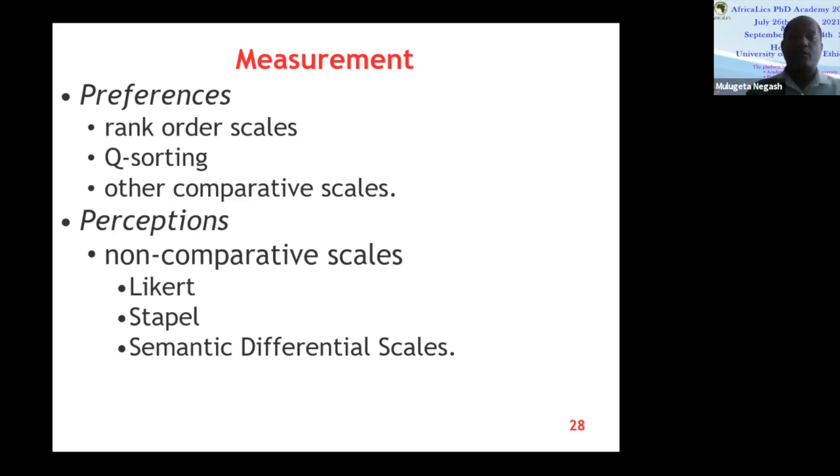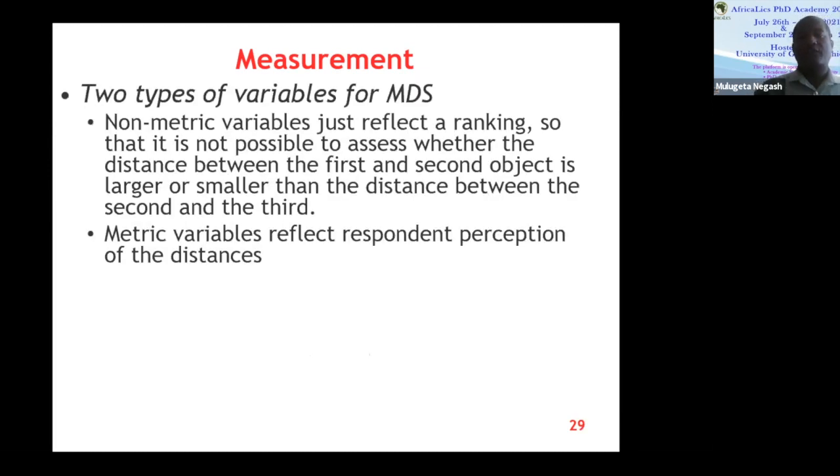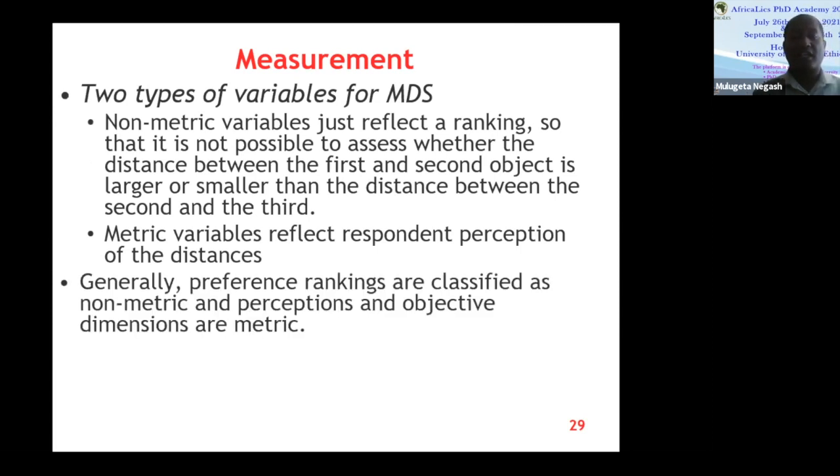In perception, we might use non-comparative scales like the Likert scale, the Stapel scale from 5 to negative 5, or the semantic differential from bipolar statements. Trendy, not trendy, fashionable, not fashionable can be used in the semantic differential scale. We have two types of variables in multidimensional scaling, non-metric variables and metric variables. The non-metric variable reflects ranking, so it is not possible to assess whether the distance between the first and the second object is larger or smaller than the distance between the second and the third. And the metric variable reflects the respondent's perception of the distance.